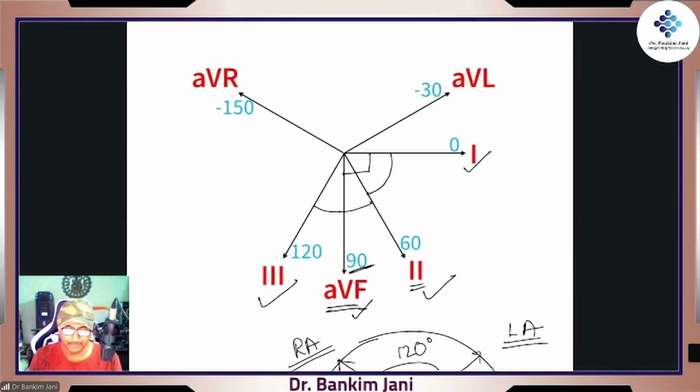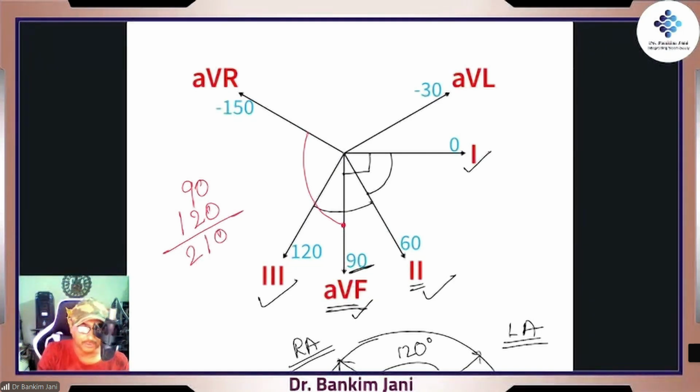The only thing to calculate: we are over here, at 90 degrees. If we have to move another 120 degrees, how much will we go? We add 90 plus 120. So the total comes to 210 degrees. So here it should be 210 degrees.